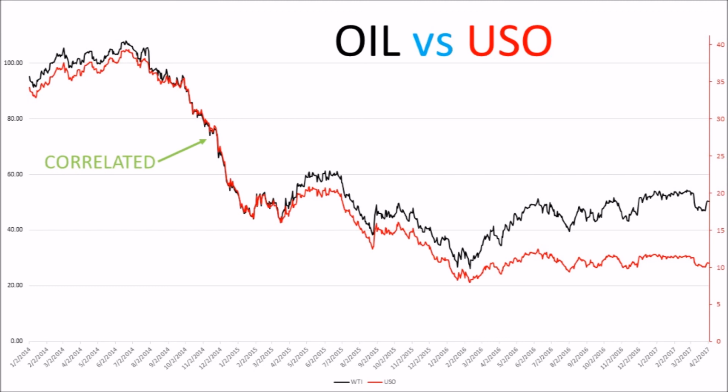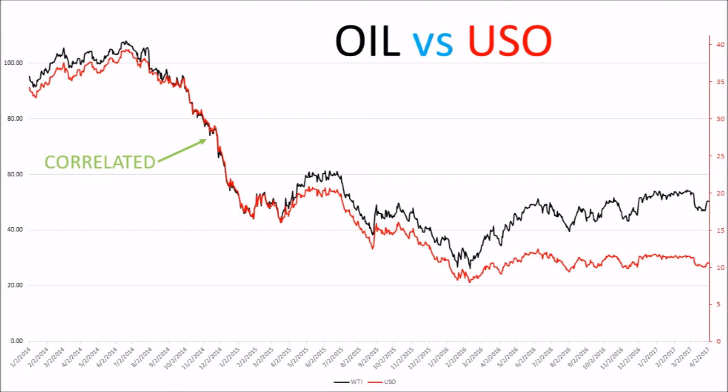Now, in this chart, I've added USO to it, and you can see the performance of USO is the red line. Through most of 2014 and into 2015, when the price of oil was plummeting, USO correlated almost exactly to the price of West Texas Intermediate.